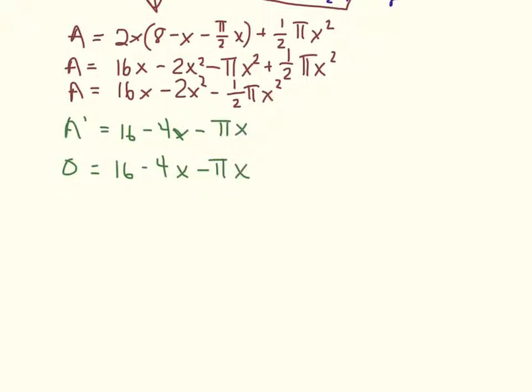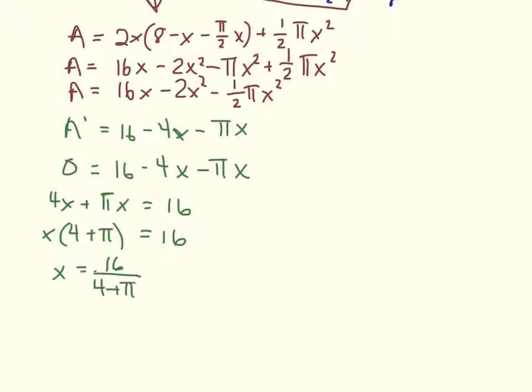Okay, so to do that, I'm going to go ahead and try to move my x terms, I know I have 2 of them, over to the other side to make them positive as well. So that way I like dealing with positive things better. So I have 4x plus pi x is equal to 16. Now I can factor that x out, so I have x times 4 plus pi equals 16. And now to get x by itself, all I need to do is divide the 16 by the 4 plus pi. So that is what my x value is, 16 divided by 4 plus pi.